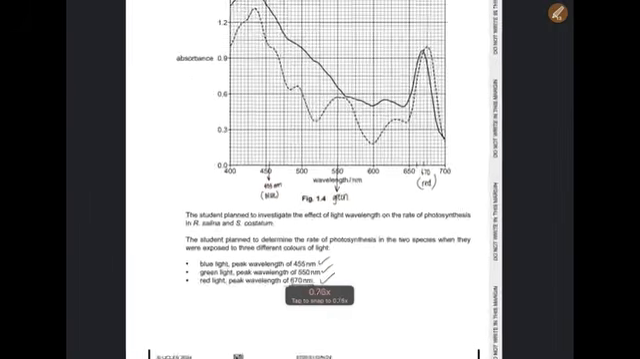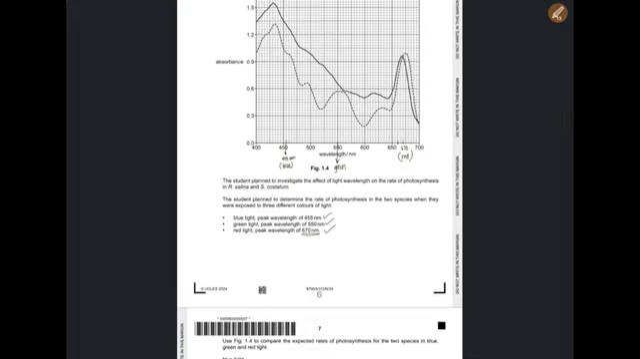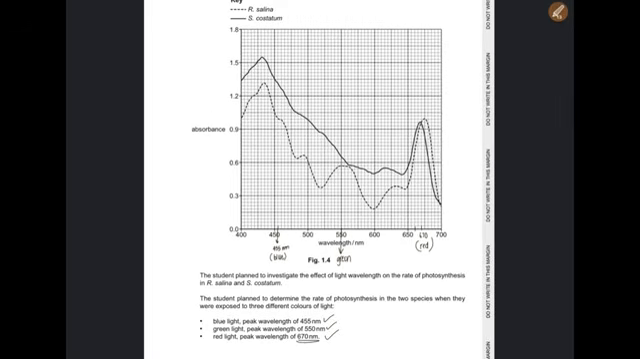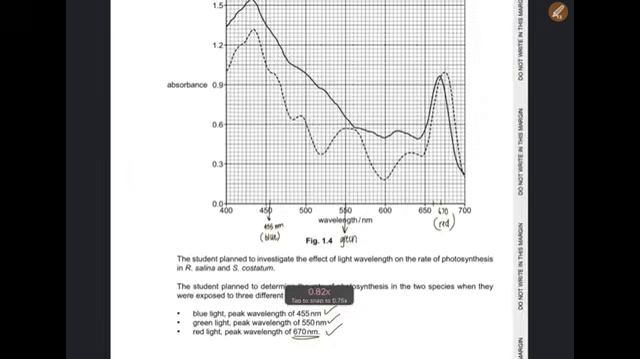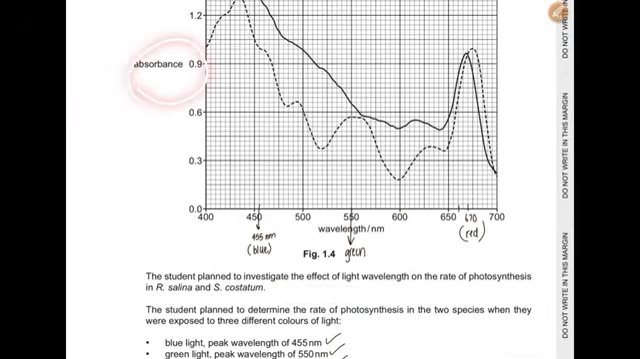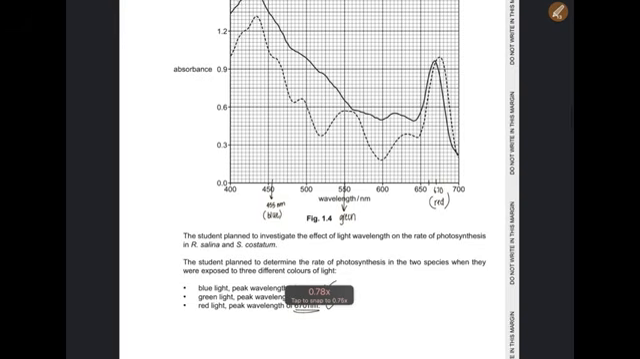So you have to see what is the rate of photosynthesis. How can we relate the rate of photosynthesis with the wavelength or absorbance? We can say that if there is a greater absorbance, the rate of photosynthesis would be higher, because remember, for photosynthesis to occur, we need light, right? Light energy is required. So if there is a greater amount of light energy that is absorbed by the leaf or by the pigment, the photosynthesis would be higher.